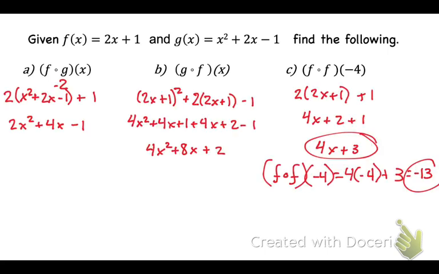Okay, everyone get 2x squared plus 4x minus 1 for the first one? Okay, get 4x squared plus 8x plus 2 for the next one? Okay, and the last one I threw you a curveball, I put f into f, right? And so your x became your whole thing again, and you distribute, and I got 4x plus 3. Did you get 4x plus 3? And then you put in negative 4. So negative 4 times 4 is negative 16. Plus 3? Negative 13. I forgot to put the negative 4 originally, I did too.